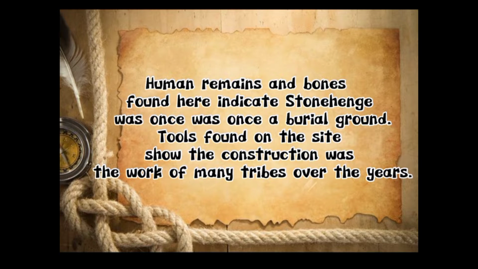Human remains and bones found here indicate Stonehenge was once a burial ground. Tools found on the site show the construction was the work of many tribes over the years. Large stones assembled and grouped together in a circular formation are referred to as a cromlech or henge.